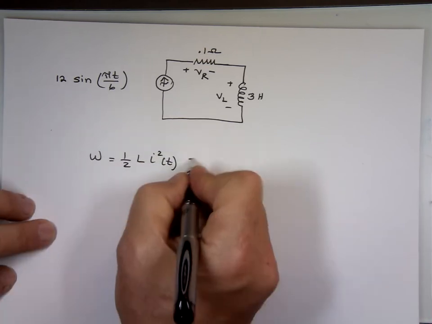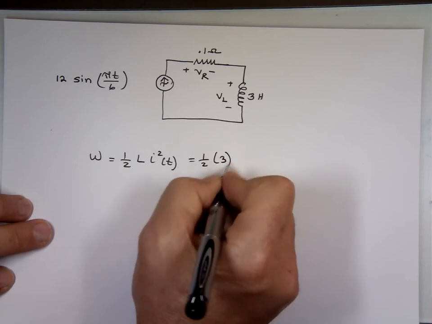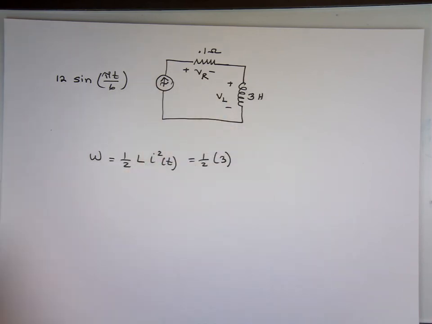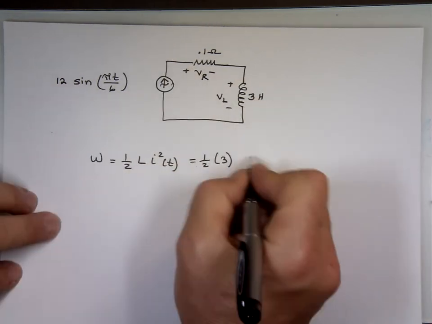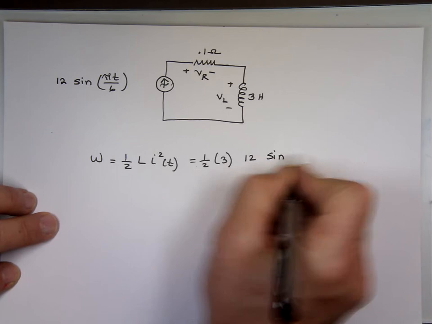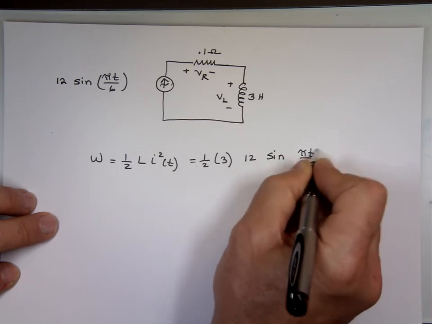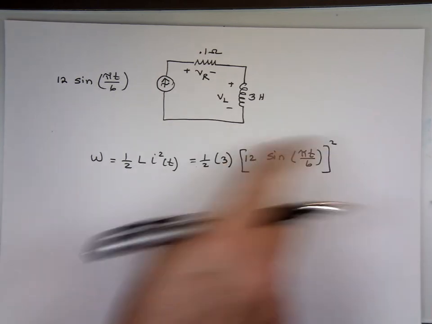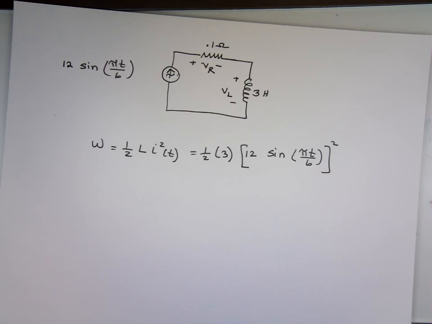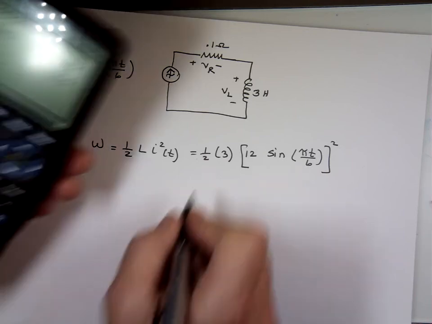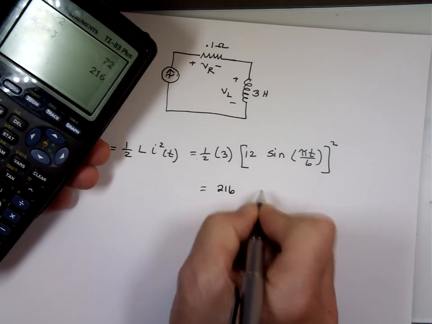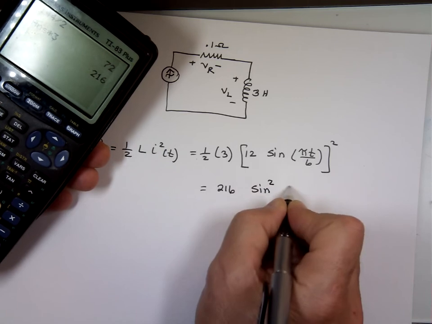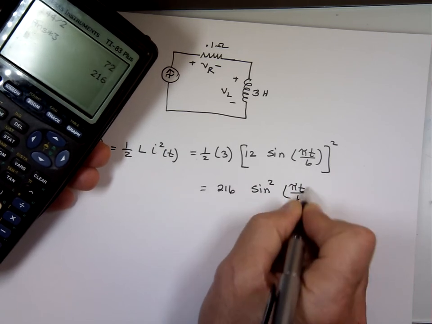It's 1/2. We know L is 3. What about the current through the inductor? That's the same current, right? 12 sine pi t over 6. And don't forget to square that. 1/2 L i squared. Square the 12 is 144, divided by 2 times 3. 144 divided by 2 times 3. 216, you mean. 216 sine squared pi t over 6. That's the energy.